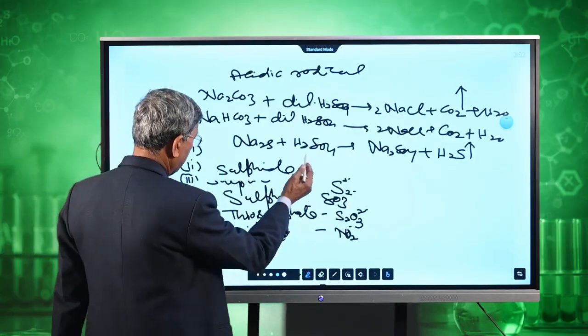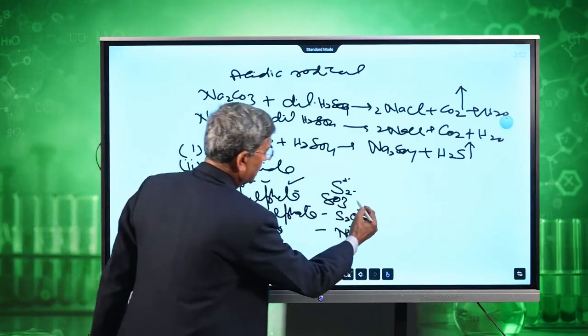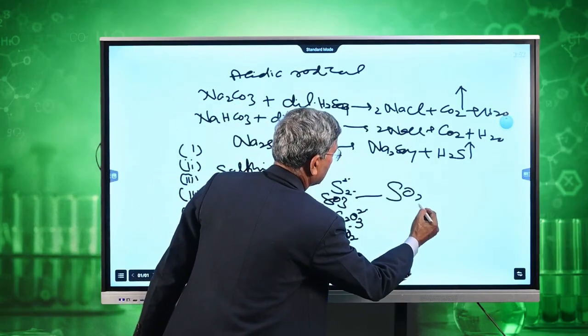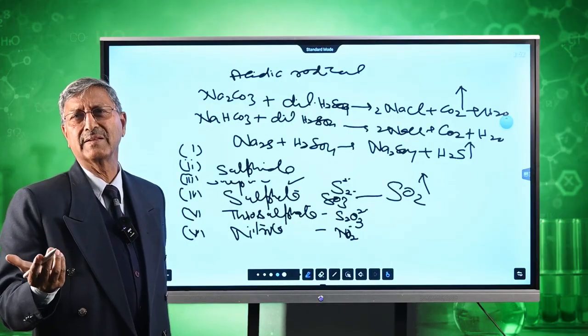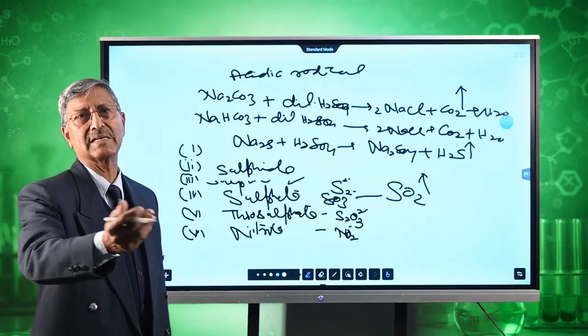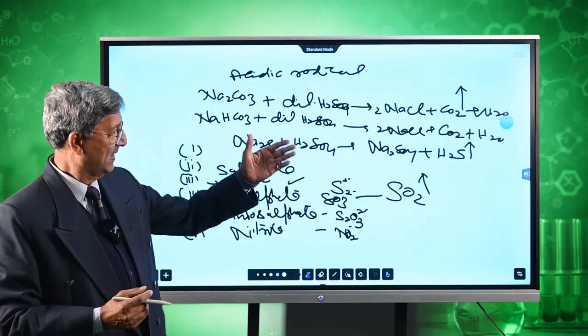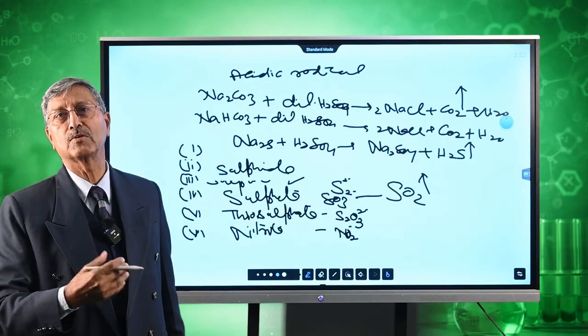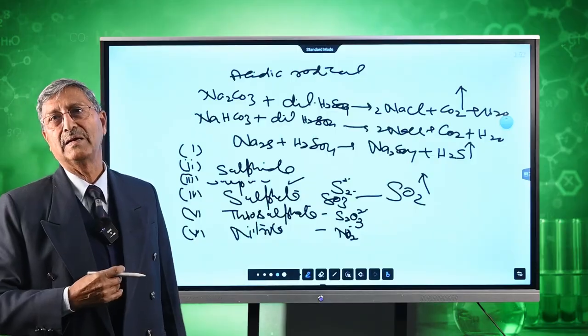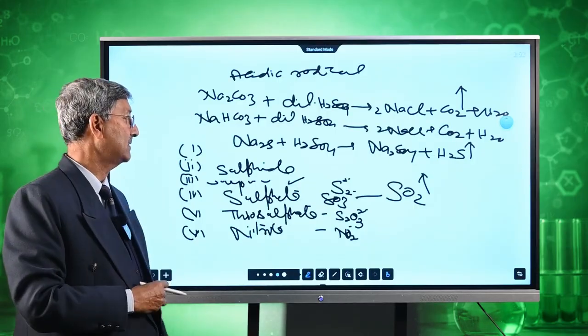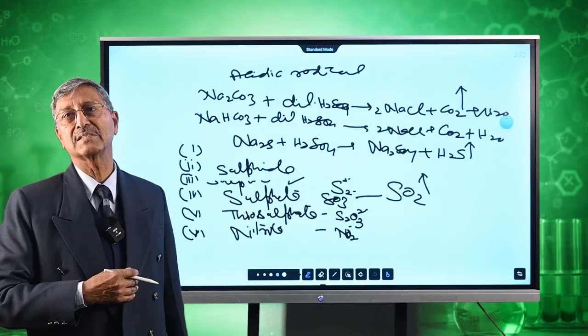Similarly, if we have sulfite, then this sulfite will give us sulfur dioxide gas, which smells like that of burning sulfur. There is a test that when it is passed through acidified dichromate solution, that solution turns green. So again we come to know that it is sulfite.